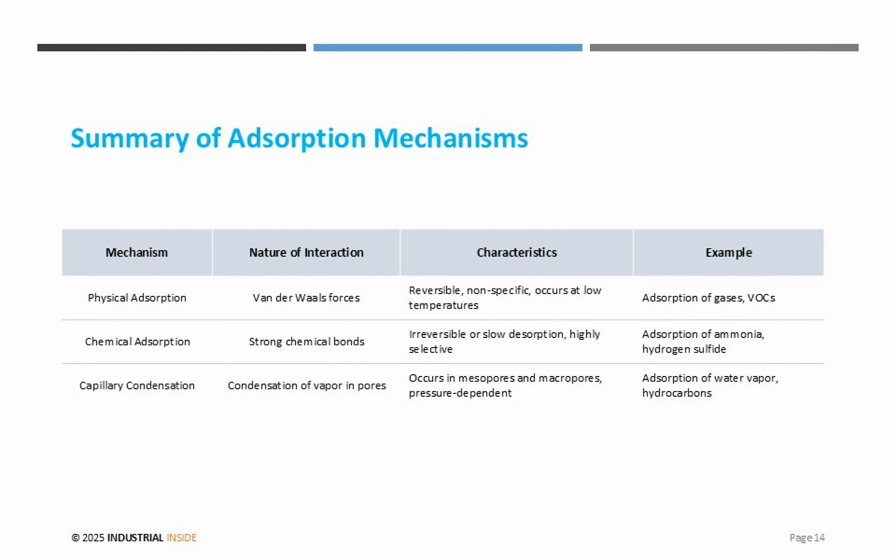Let's summarize the 3 main adsorption mechanisms. Physical adsorption is weak, reversible, and depends on surface area. Chemical adsorption forms strong, selective bonds and is often irreversible. Capillary condensation occurs in pores due to pressure differences and is also reversible.